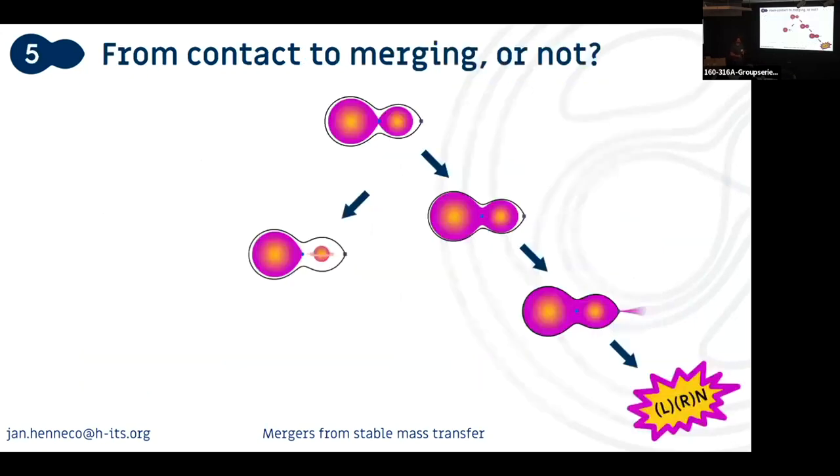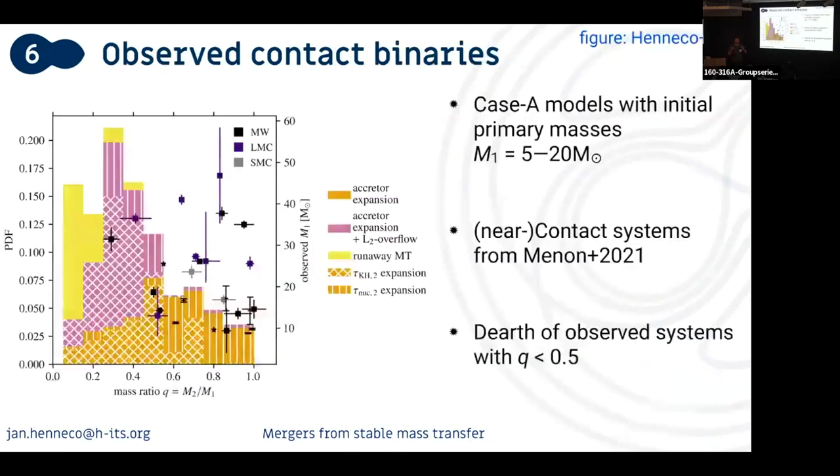Okay, so I talked about the mergers, but a contact binary doesn't necessarily need to merge. What can also happen is that it detaches again. So we were wondering, what do our case A contact binaries look like, and how do they compare with observations? I've plotted them here, and as you can see, most of my case A contact binaries form at low mass ratios, while most of the observations are at high mass ratios.